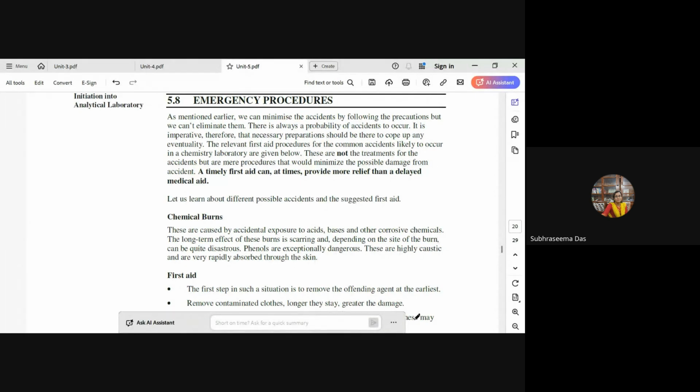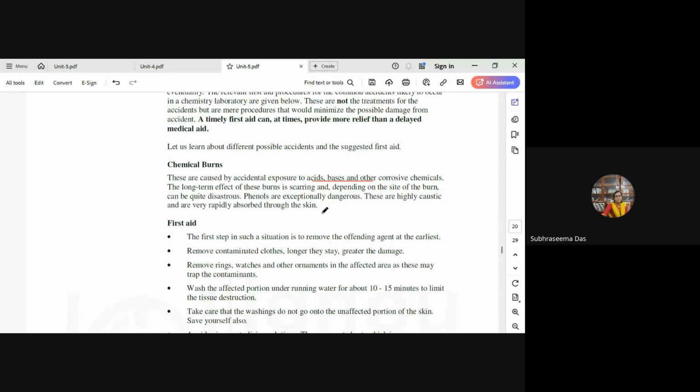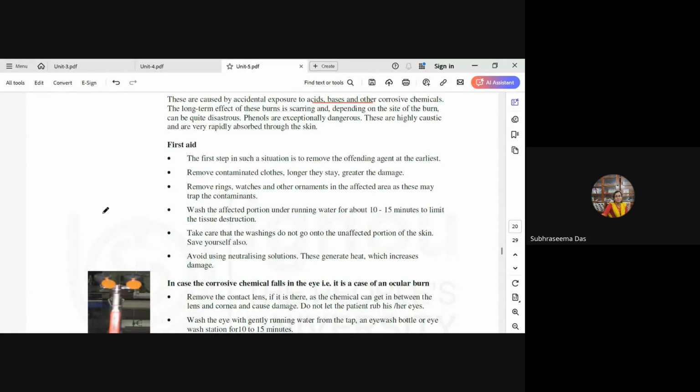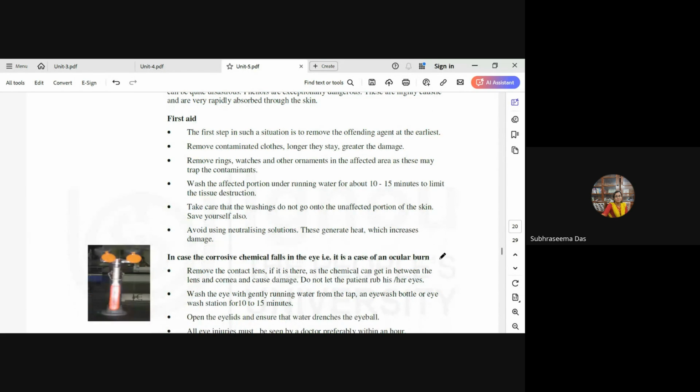Burns are a very common case that occurs in a chemical lab. This might occur due to accidental exposure to acid, base or other chemicals, which get directly onto our skin. Therefore first aid is highly essential in this step. First we need to wash the area with cold water to limit the tissue destruction. Then we should avoid using any neutralization solution on the affected area. Rather, after washing we should directly go and consult a doctor.